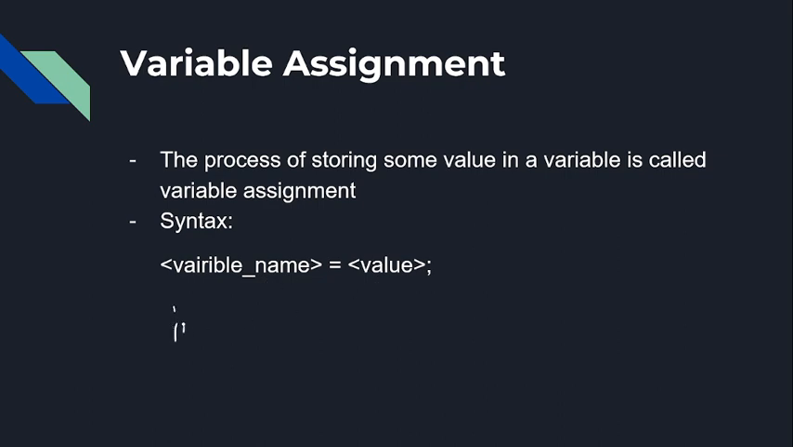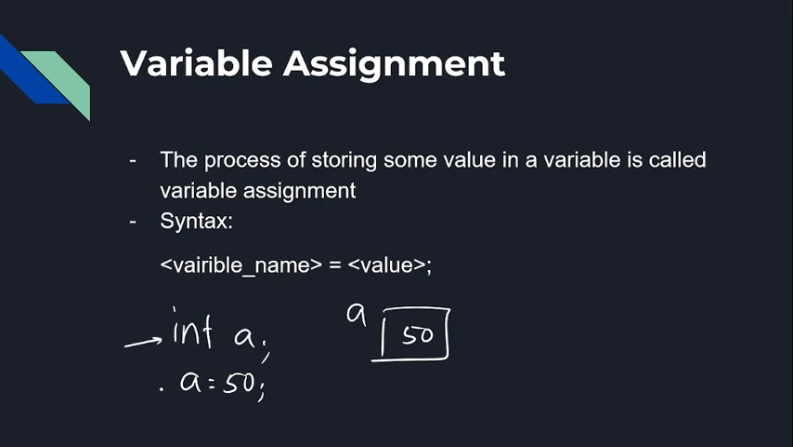So when I declare a variable, let's say int a, it is currently declared but it does not store the intended value. So I can do the variable assignment. Suppose I say a is equal to 50. This is how variable assignment is done. You can see the syntax. And now what a stores is 50. So this particular part is variable declaration and this is variable assignment.